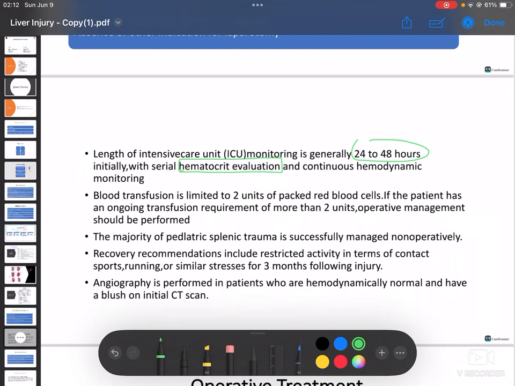Majority of pediatric splenic trauma is successfully managed non-operatively. Recovery and recommendations include restricted activity, such as contact sports, running, or similar stresses, for 3 months following injury. Angiography is performed in patients who are hemodynamically normal and have a blush on the initial CT scan.